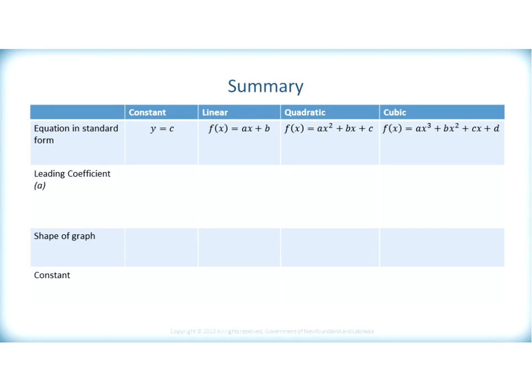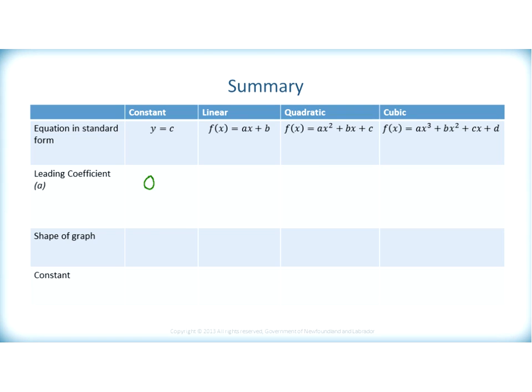So in summary, we looked at 4 polynomial equations and what each part in their equation would give us. For a constant, if we have a leading coefficient of a, there is no leading coefficient.